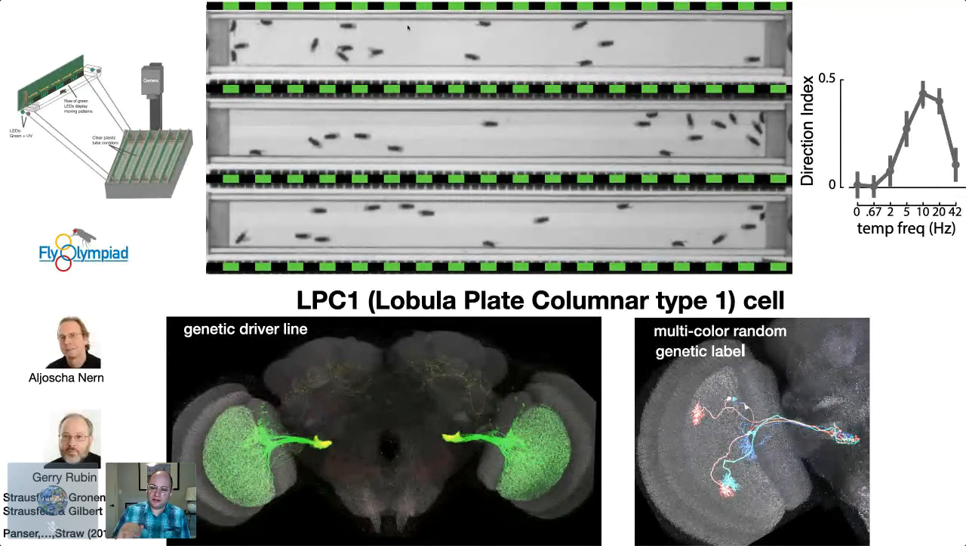And if we look now, instead of at the whole population of LPC1s, but using a multicolor random genetic labeling approach, also developed by Alyosha, you can see that what we have here are small field neurons. That's why we call them columnar cells. So they just cover a small patch of this retinotopic visual space in the lobular plate, and they all project to a glomerulus in the central brain.